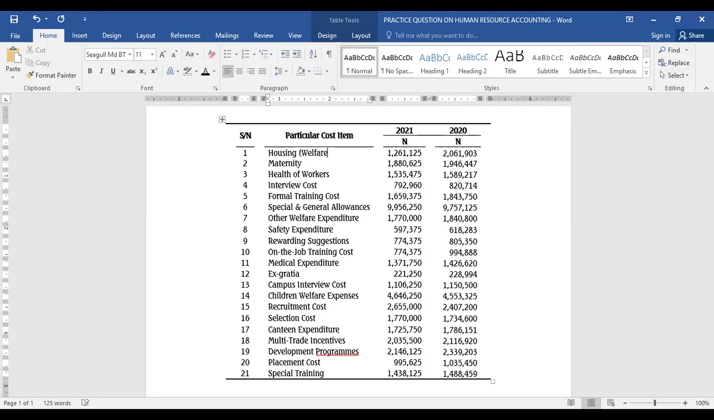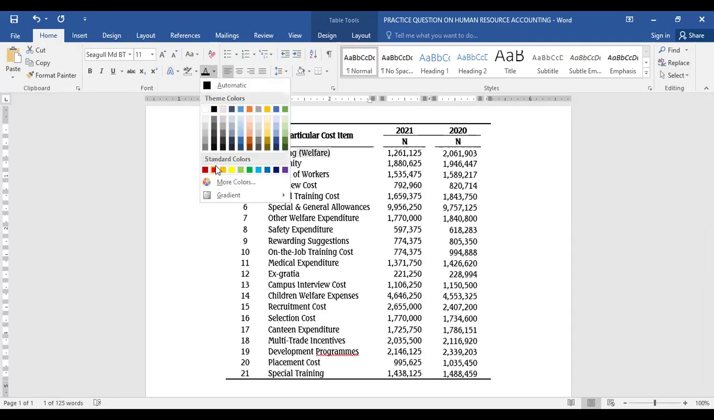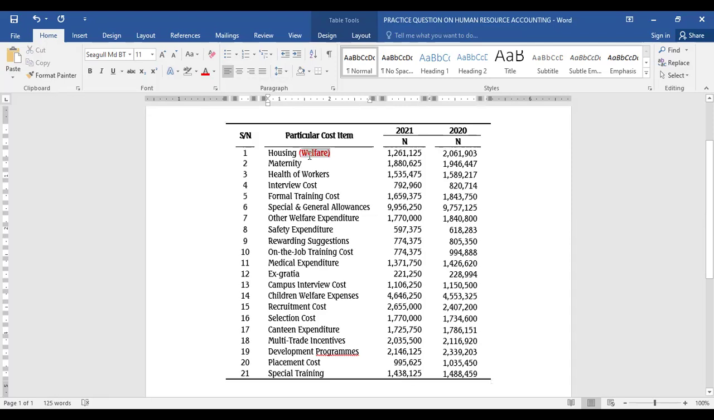It's not involved in training, and neither does it have to do with acquisition. So it's clear. So we'll put this under welfare, followed by maternity. Maternity is also welfare. So you agree with me that's also welfare. If you are paid for maternity, this too can also be welfare. Health of workers, evidently welfare, no doubt about that.